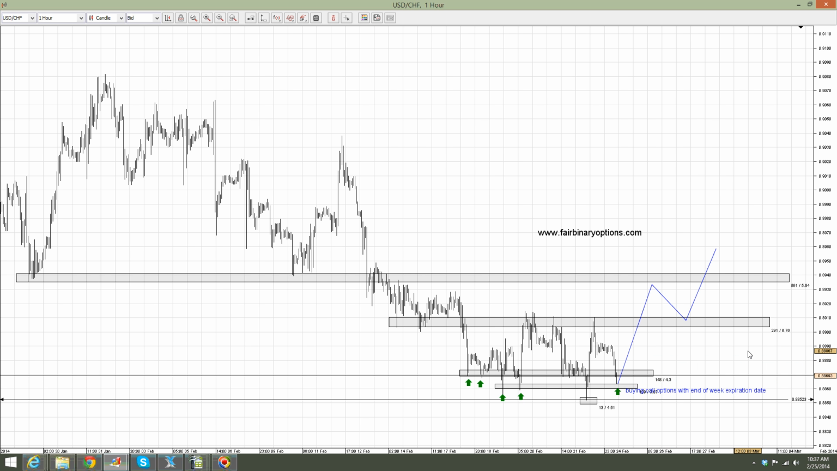Just as a reminder, whenever you are buying call options, you are looking for price to move to the upside and that the expiration date to be bigger than your striking price. Our striking price is this one here, 88.69, 88.70 area, and therefore we are favoring the upside. The expiration date will be end of week. This is Friday at 21 GMT, when the US markets are going to close.